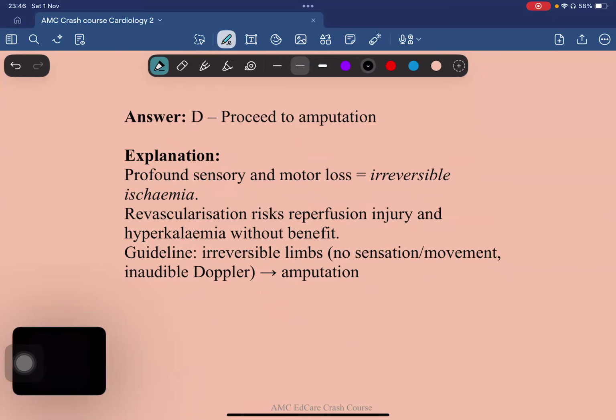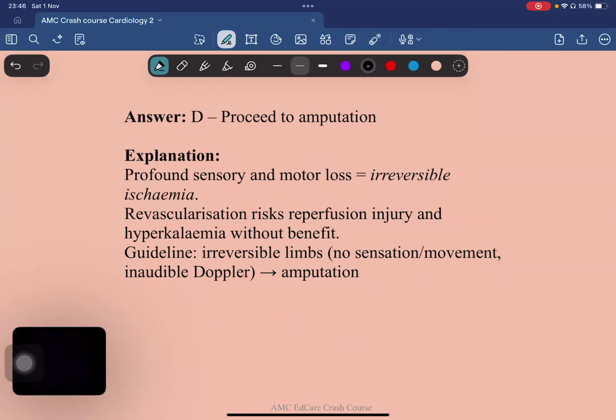In AMC exams, they'll always test whether you can find the difference between a limb that you can save or not. That is the key difference between a good and a borderline answer. So always try to understand the clinicals of this question, where this patient stands and what the patient requires. This is basics: an irreversible limb. There's no sensation, no movement, inaudible Doppler, straight away amputation. So yes, you all got it right.